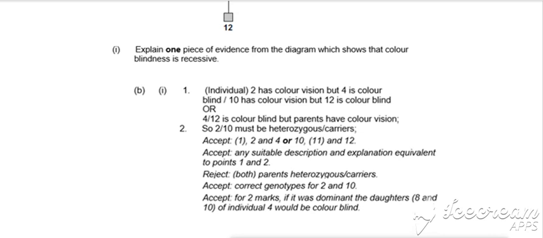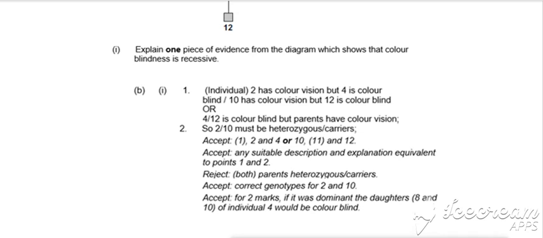And then the second mark is for the idea that individual 2 and individual 10 must be heterozygous or carriers. They will also accept the idea that 2 and 4 or 10 and 12 in terms of looking at the individuals, and any suitable description and explanation equivalent to those points.